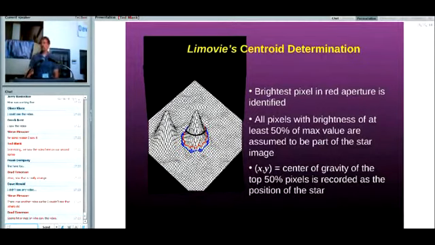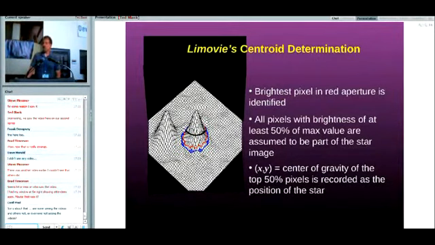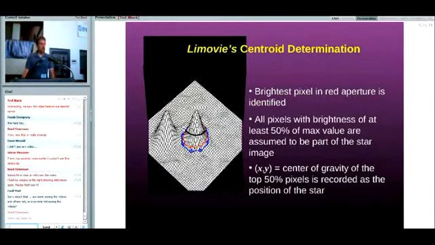Now, how does LiMovie determine the position of the center of the star of the aperture? LiMovie has a method in which it determines this by analyzing the brightness of the pixels. It takes the brightest pixel in the red aperture, and that's identified typically near the top of that peak, and it could be more than 1 pixel of that brightness. And then all pixels with brightness of at least 50% of that value are assumed to be part of the star image. That's the black ring and everything above the black ring on the right-hand contour. And then the XY coordinate is simply the center of mass, or the center of gravity, of all those 50% or higher pixels in the image. Next slide, please.